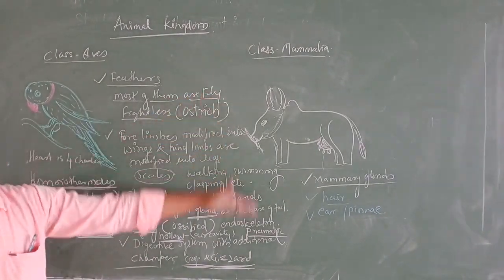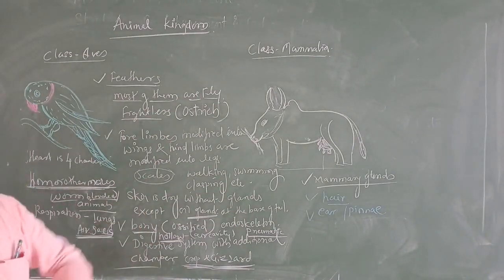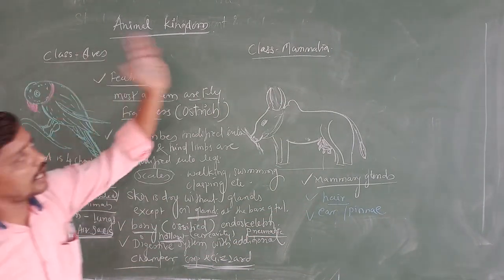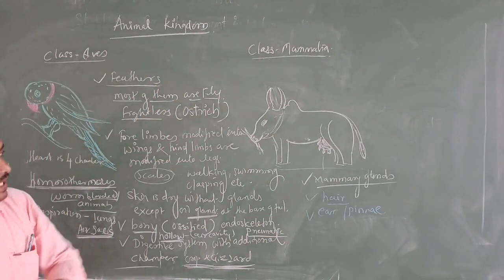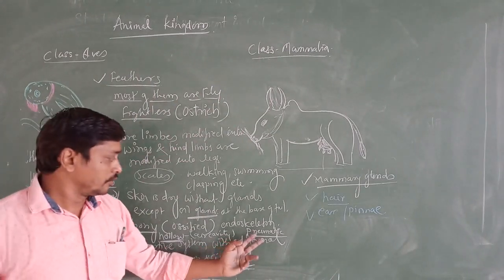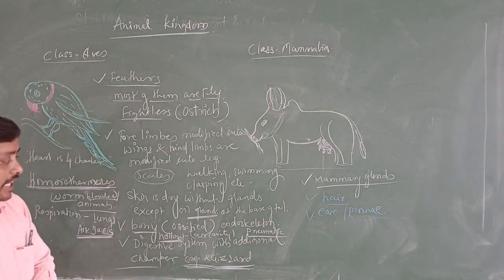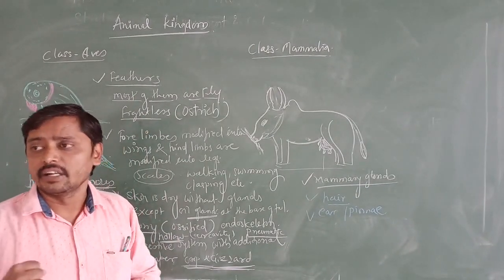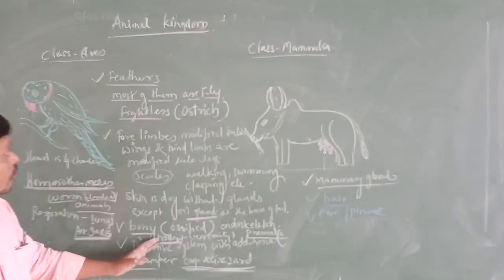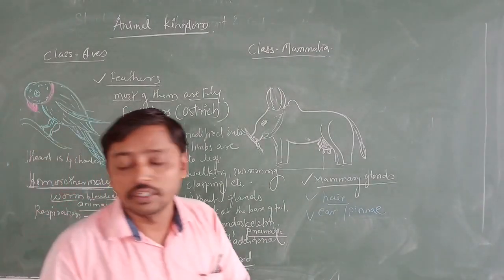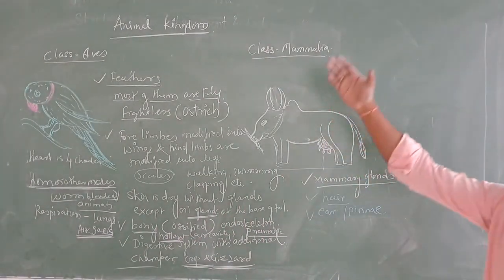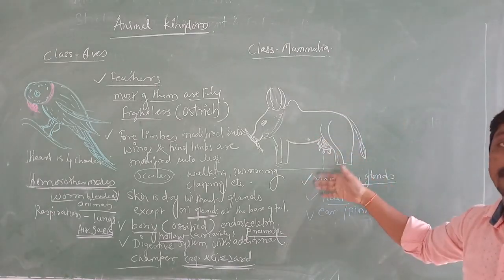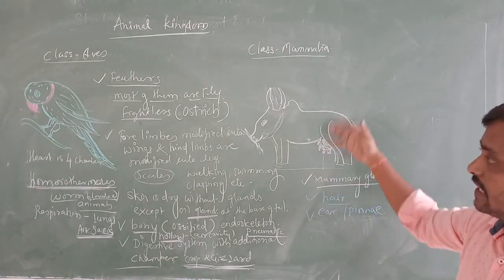Likewise, you are going to remember the characters and write them down one by one. How I wrote on the board regarding Aves, write down the characters of mammals in the same way. That is the homework for you people, and there is another question I told you: why are the bones hollow in a bird? What is the importance of these hollow bones in a bird? That is very important. So this is regarding class Aves and class Mammalia. You are going to write the general characters of class Mammals and send it. That is the homework for you people.